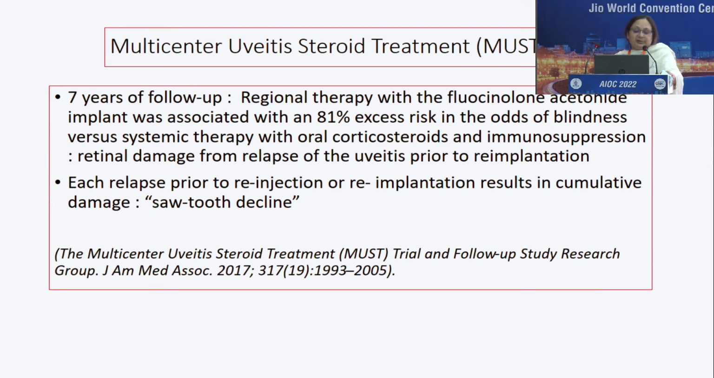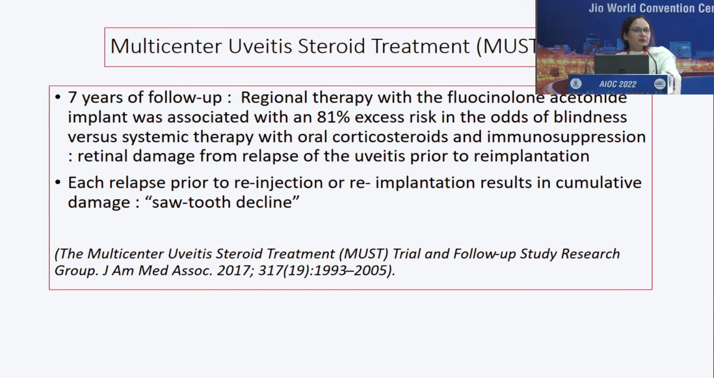The MUST trial is something which actually gave us the confidence to treat. It had 7 years follow-up in uveitis patients, and it showed that if you give regional therapy with fluocinolone acetonide implant, it was associated with an 81% excess risk in the odds of blindness versus systemic therapy with steroids and immunosuppression. The answer is very simple.